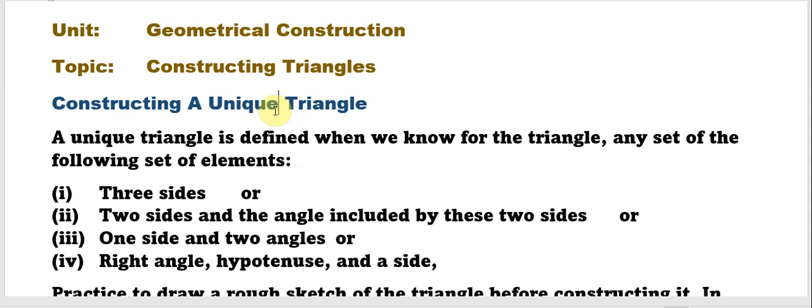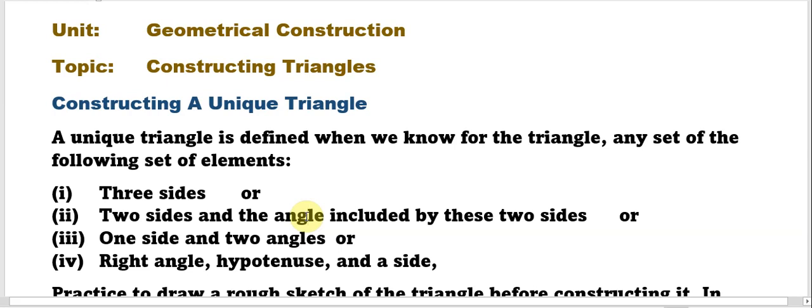We might not start off knowing all these measurements at the same time, but there are certain sets of elements or measurements that if we know these, we can construct the unique triangle and then find the other measurements. So these sets of elements are: one, if we know the length of all three sides, we are able to construct a unique triangle. Or if we know the lengths of two sides and the angle in between these two sides, we are able to construct that unique triangle.